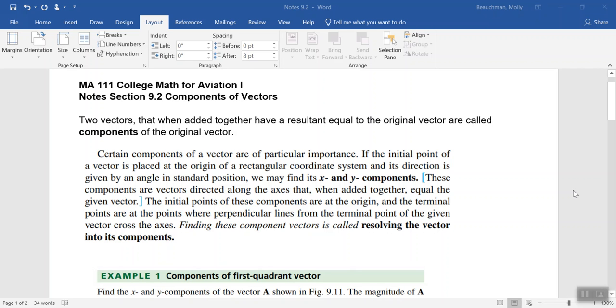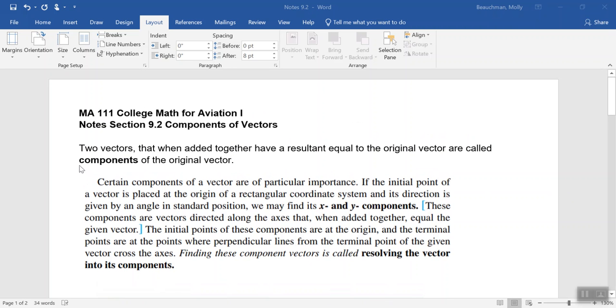In this video, we'll take a look at notes in section 9.2, components of vectors. So what is a component? Two vectors that when added together have a resultant equal to the original vector are called components of the original vector. So what does that mean?